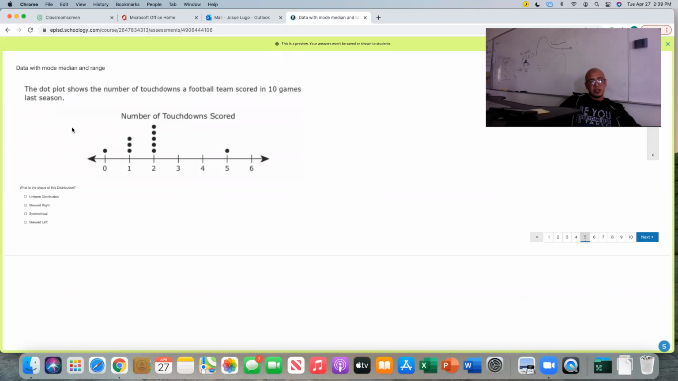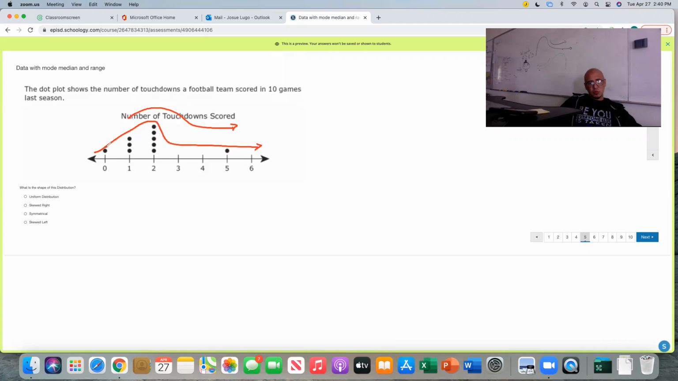Number 5. The dot plot shows the number of touchdowns the football team scored in 10 games last season. And they want to know the shape of the distribution. Well, this is the shape right here, and then it goes down and stretches this way. Ladies and gentlemen, if it was just this right here, then it would be something like a triangle. But notice that it is stretching to the right. It is skewing to the right.